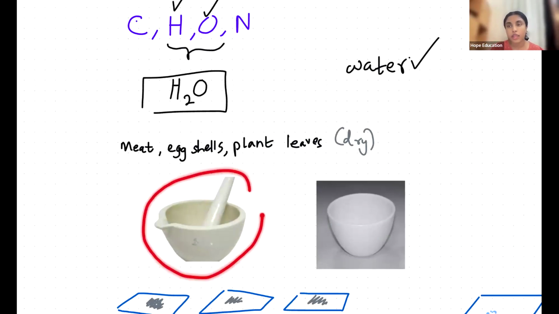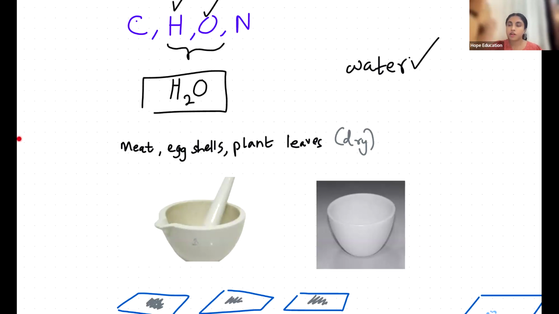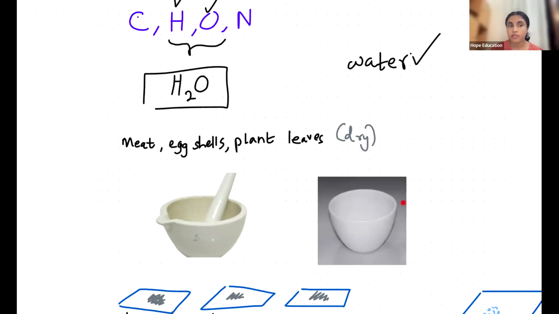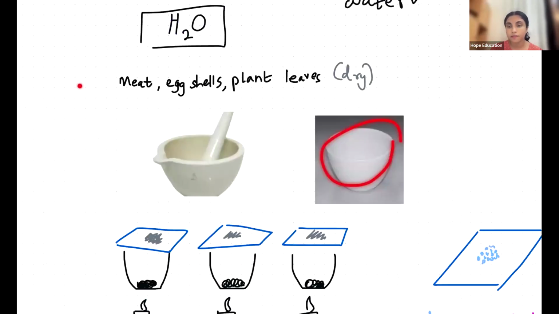You don't need to know that much. In the lab we just grind well, crush and grind well. Then you get a paste or powder situation. You put that into a crucible like this. This is what we call a crucible.